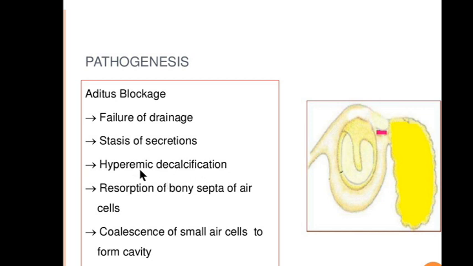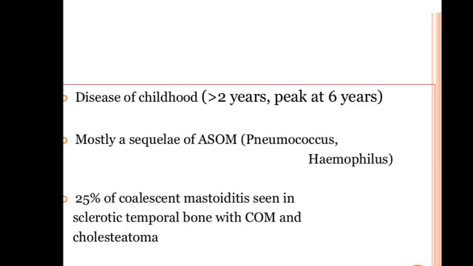Hyperemic, the proper term is hyperemic decalcification, it will eat away the bone. Resorption of bony septa of air cells, ultimately all that intervening bony septa will be eaten up by the pus, coalescence of small air cells to form a single large cavity. And then since that single large cavity now is filled with pus, it is known as empyema of mastoid cavity. So can you realize this whole mastoid air cell system is now filled with pus. So this condition no doubt is very painful.